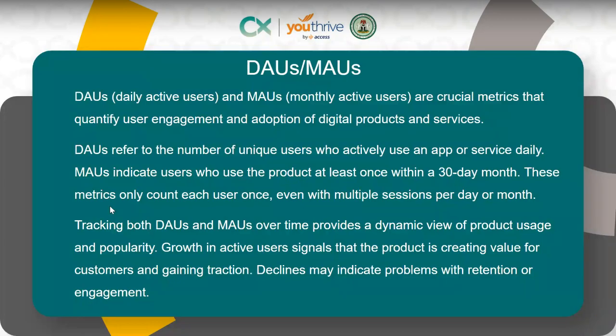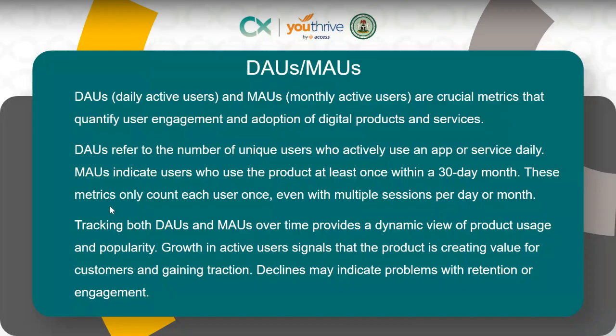All right. So it gives you a dynamic view of product usage and popularity. Growth in active users signals that the product is creating value for customers and gaining traction. So, in a sense, when you see that there's a growth in your monthly active users, it's pretty much telling you that you are giving value to your customers, and you're also gaining traction.